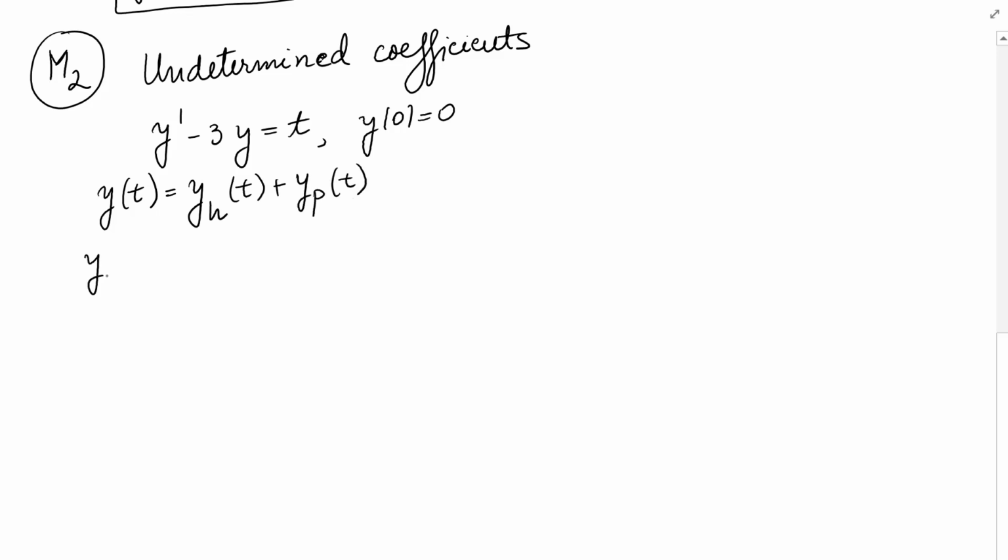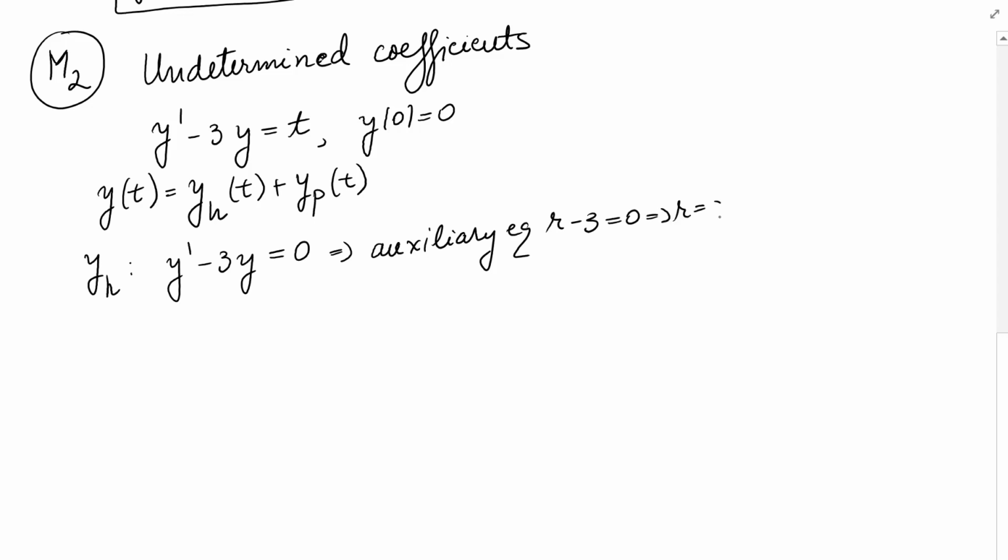So let's calculate the homogeneous solution first, which means I want to solve this equation y prime minus 3y equals 0. So one way we can solve it is finding the auxiliary equation, which is r minus 3 equals 0. So r equals 3. So we learned in the past that y of t is going to be a constant times e to 3t.